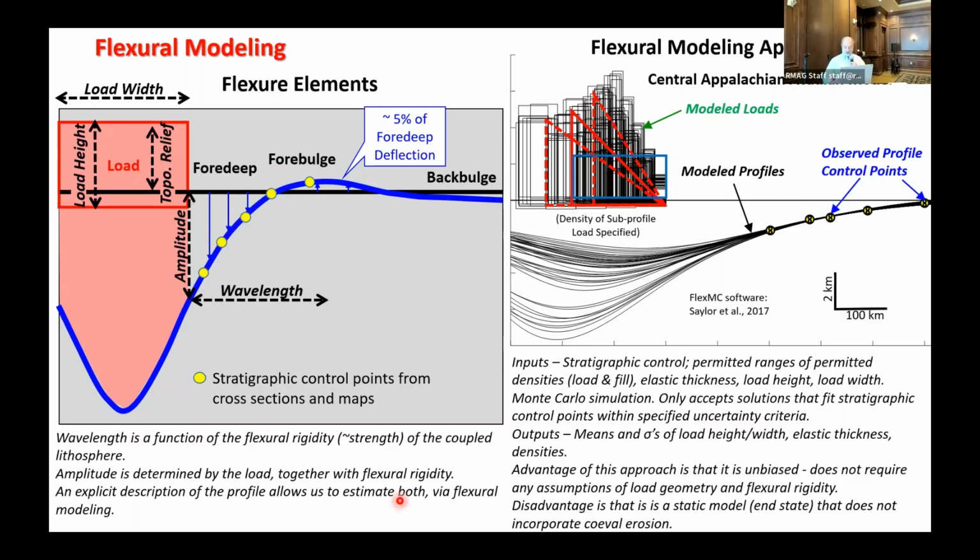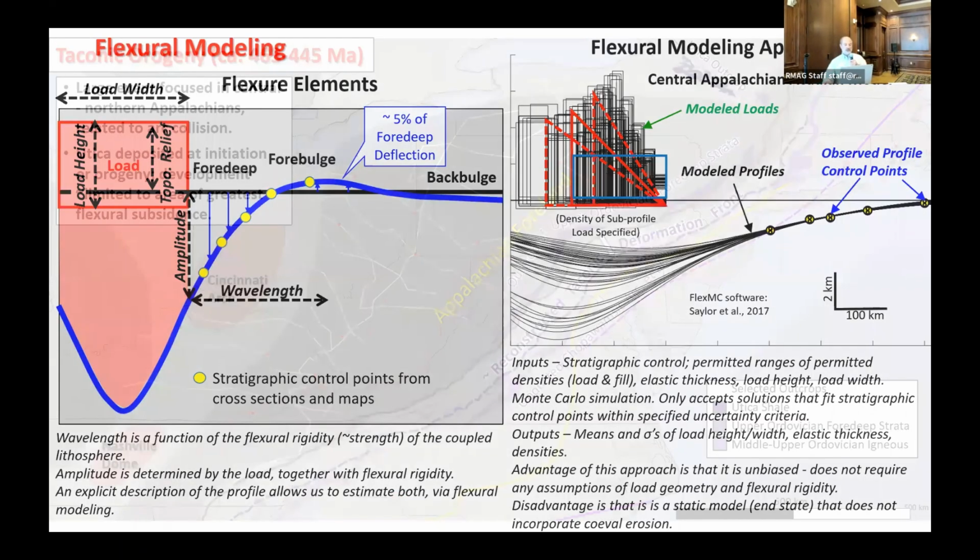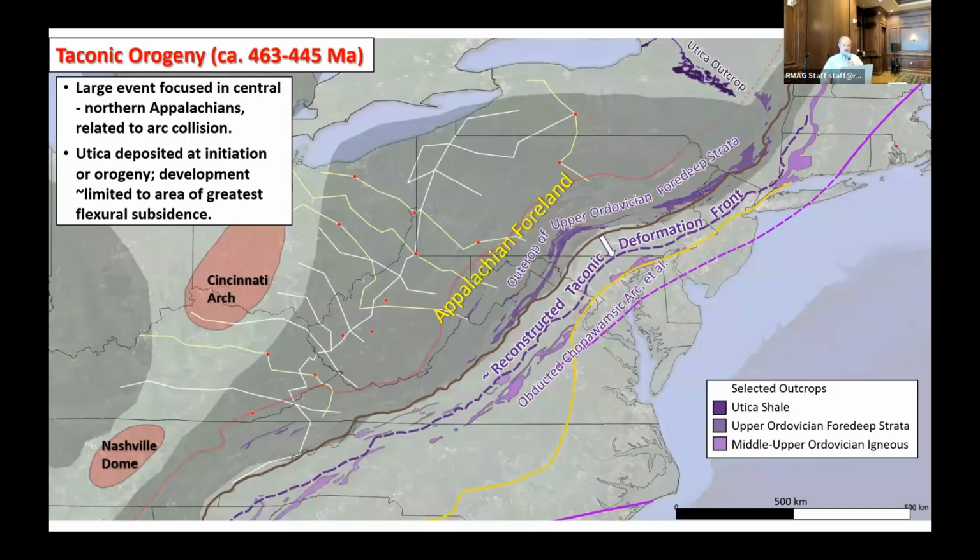I don't have time to go through all of these, so I'm just going to cut to the chase and show you the topo relief. Let's start with the Taconic orogeny. This is that kind of zoomed-in map. These are the foredeep deposits in the middle and Ordovician that represent the stuff that was being shed off the growing mountain belt. We've restored the deformation front to this place here, and that's where we pin the flexural load. I can tell you offline how we did that.